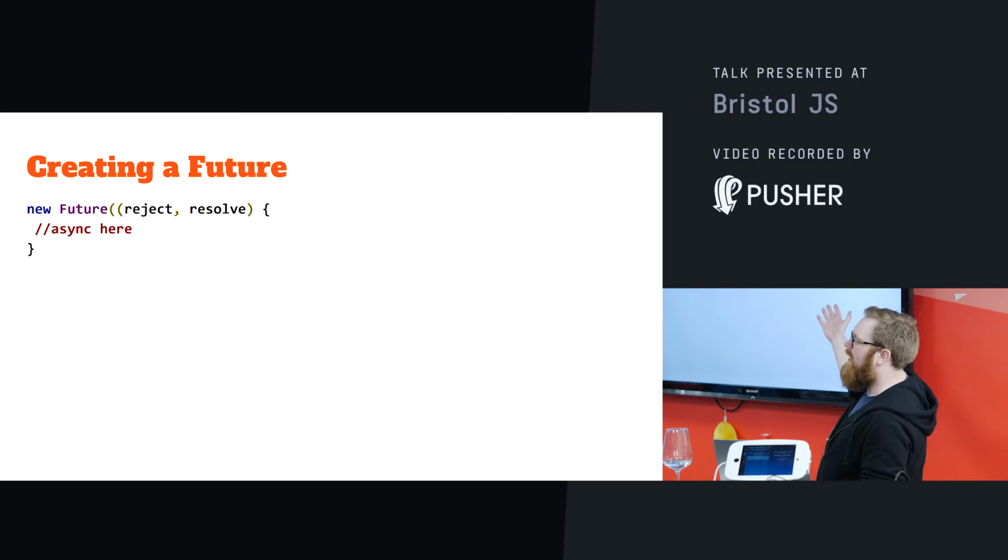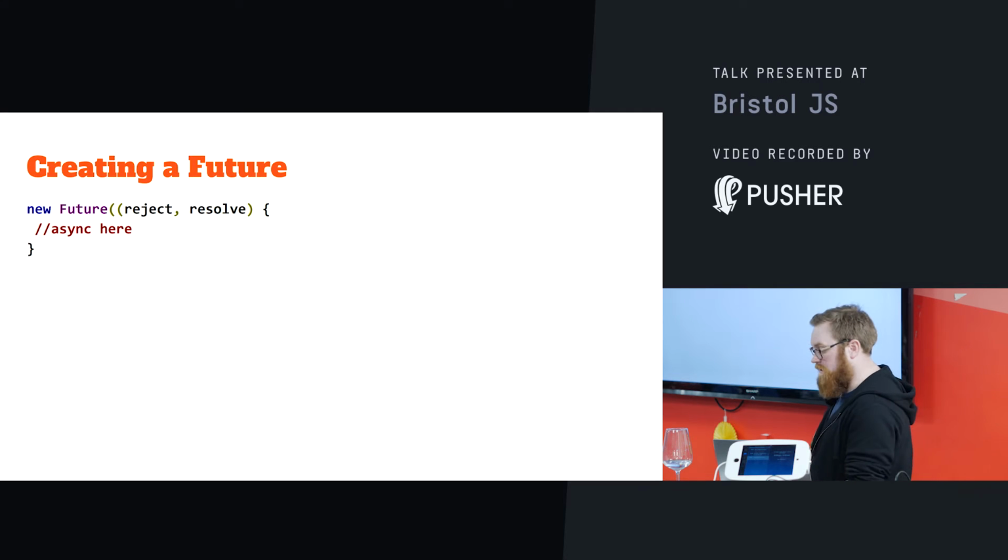At this point, you would do all your async. You start your underlying process, whatever that might be. When it comes back with success, you call resolve. When it comes back with failure, you call reject. So all really similar so far.